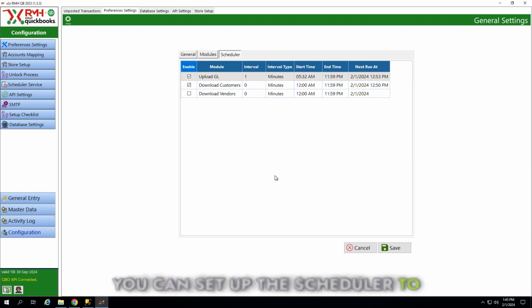You can set up the scheduler to automatically check for any closed batches in RMH that haven't been posted and auto-post them.